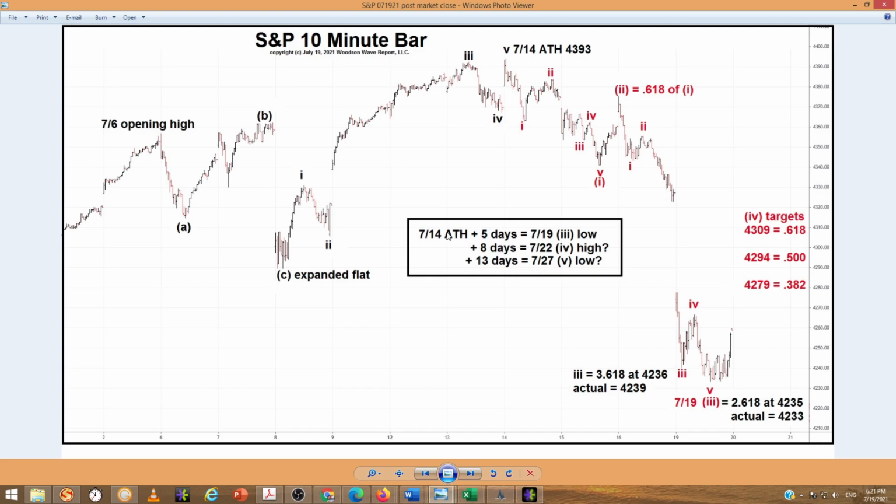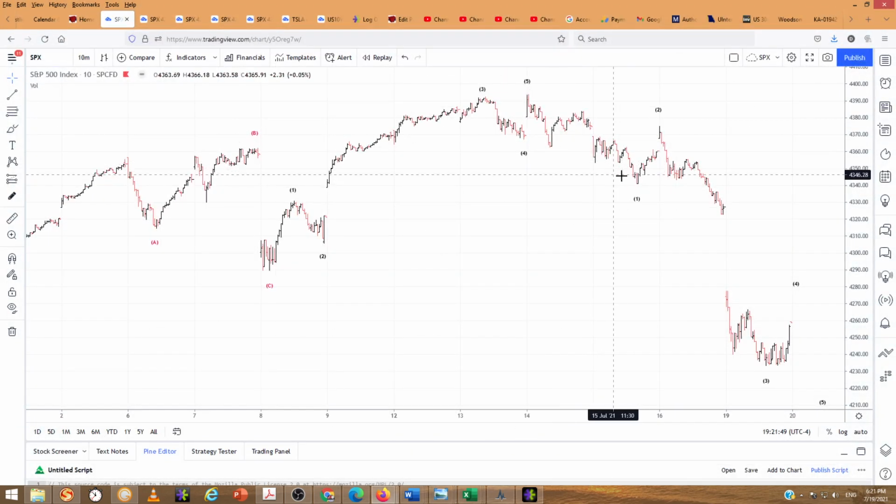But it looks like we had the all-time high here on the 14th. We had 5 days to this low. It would be convenient and in Fibonacci perfection if wave 4 spent 3 days up, which would make a total of 8 days, and then we'd have 5 days down into the 727 low, which is another return date, and I'll get to that in a second here.